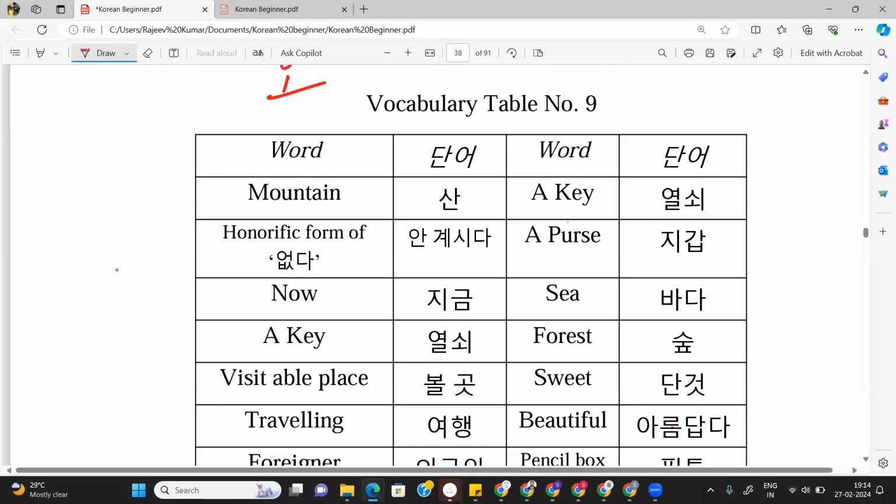Now read the vocabulary. Okay, word. Read this one. Mountain. San. Correct. Next. Read this. Honorific form of Opta. Oh, Mota. An Kesida. Kesida.